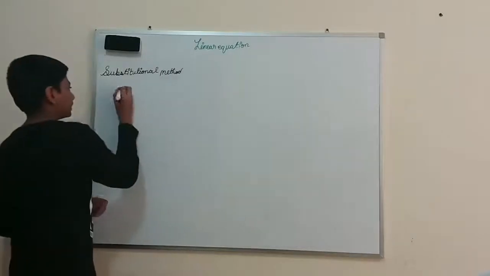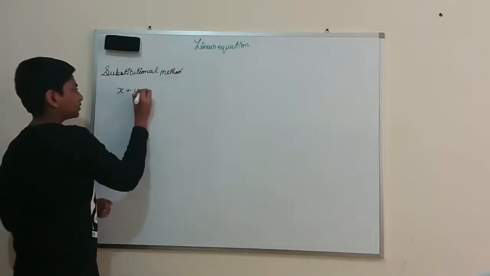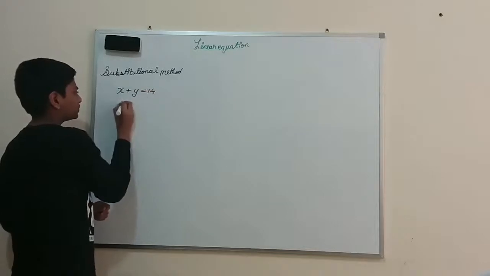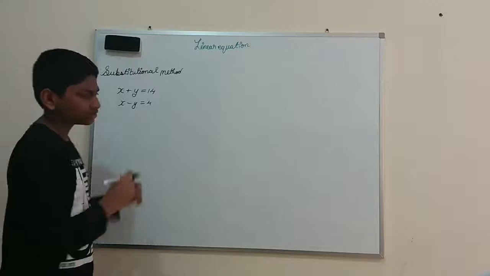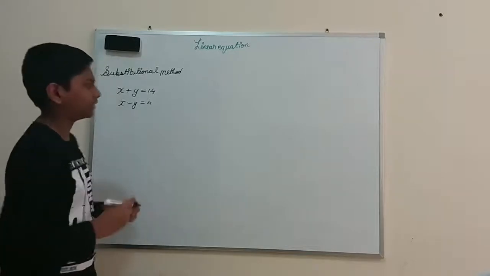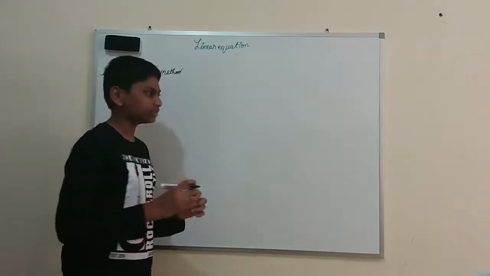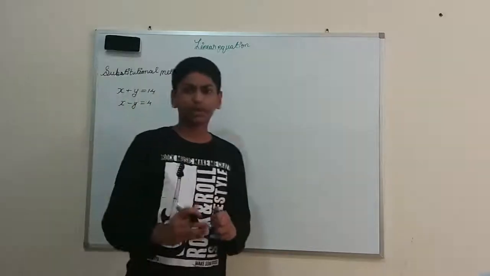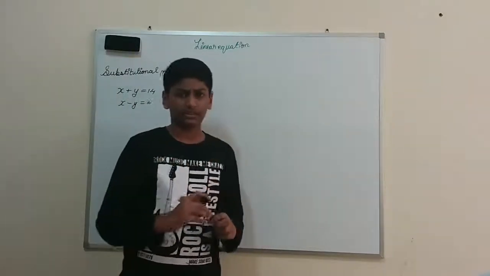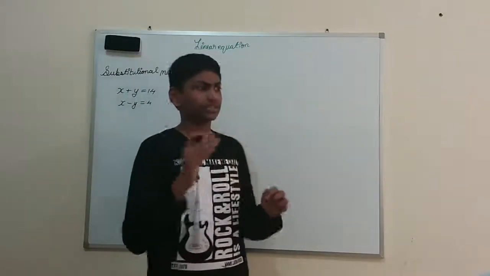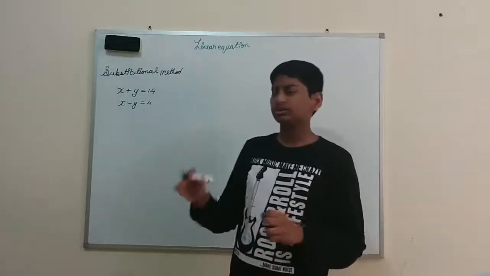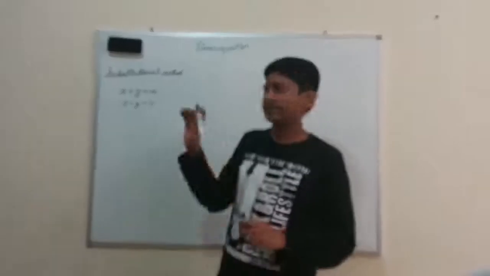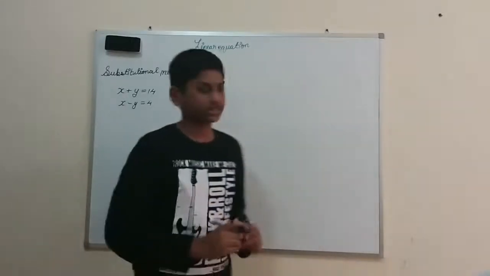So for example, if I am taking x plus y equal to 14 and x minus y equal to 4. Before solving this linear equation, I want to teach you three important formulas which will be there till the end of the chapter, which will help you determine whether I should solve it or not, or whether I should end the answer here, or to check which kind of lines that particular linear equation represents. So let's check.